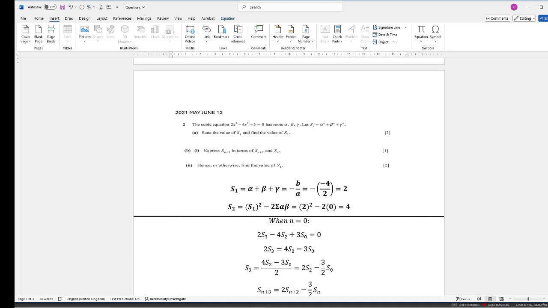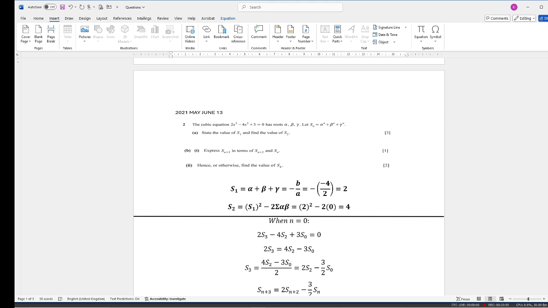S2 equals S1 squared minus 2 times the sum of alpha beta, and this is basically alpha plus beta plus gamma the whole squared minus 2 times the summation of alpha beta. This right here gives us, okay, so we need to evaluate this relationship. Sum alpha beta, what is that?